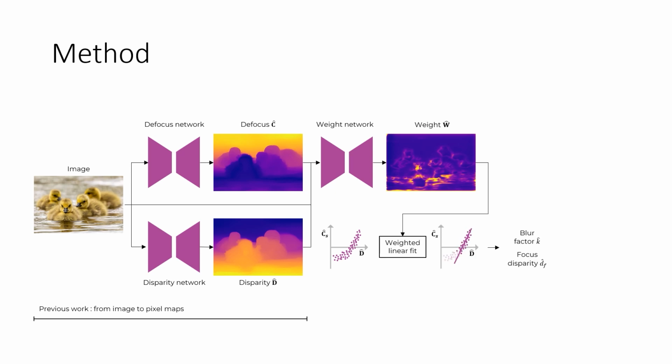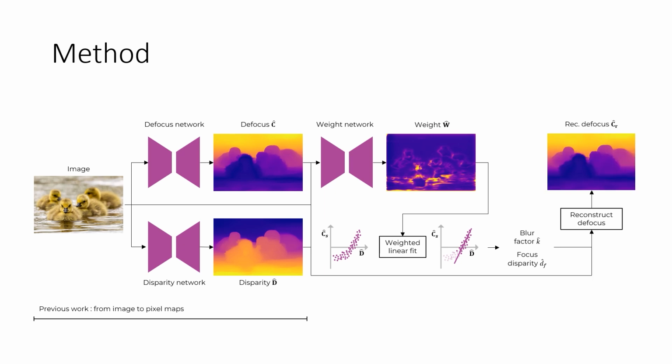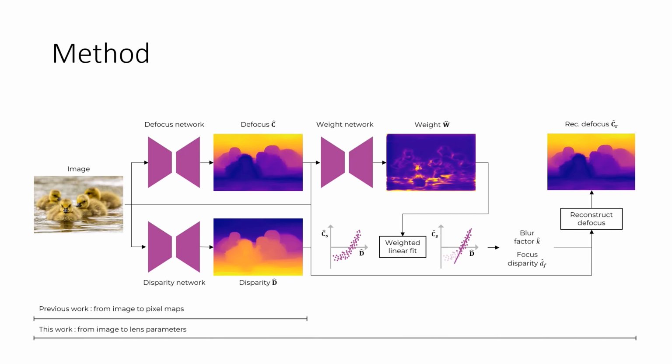Even though it was only trained with a loss on the camera parameters, we found that the weight network often highlights the edges and textured parts of the images, where we could expect the blur to be most easily noticeable. This helps increase the robustness of the estimated camera parameters. Finally, we can reconstruct a defocus map from those parameters and the disparity map, to obtain a smoother, physically correct defocus representation of the scene.